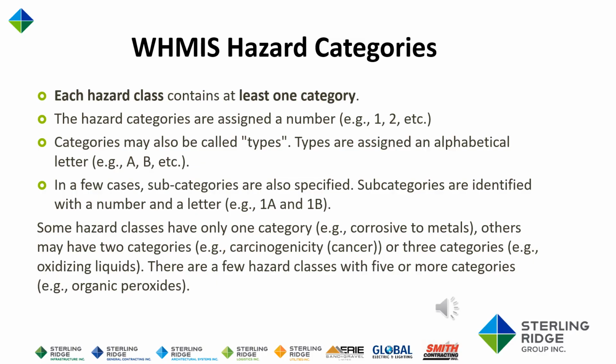In a few cases, subcategories are also specified. Subcategories are identified with a number and a letter, example, 1A and 1B. Some hazard classes have only one category, example, corrosive to metals. Others may have two categories, example, carcinogenicity, cancer, or three categories, example, oxidizing liquids. There are a few hazard classes with 5 or more categories, example, organic peroxides.